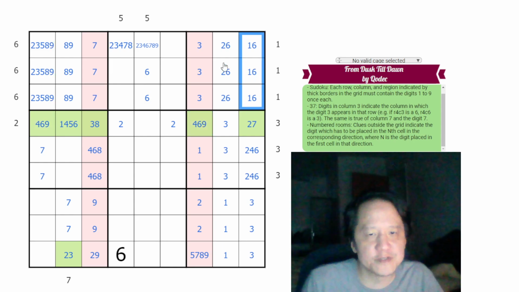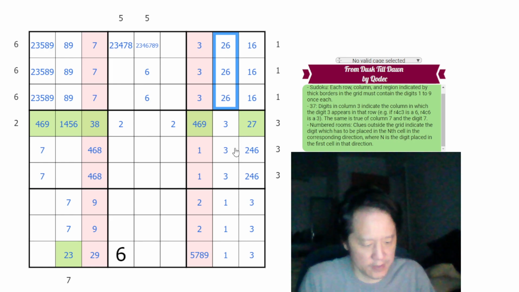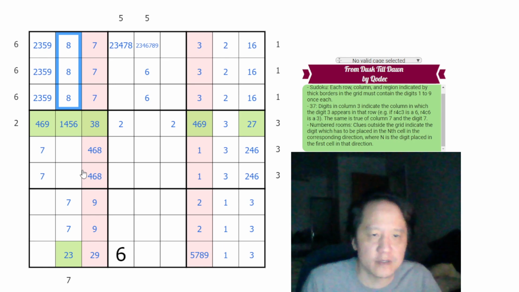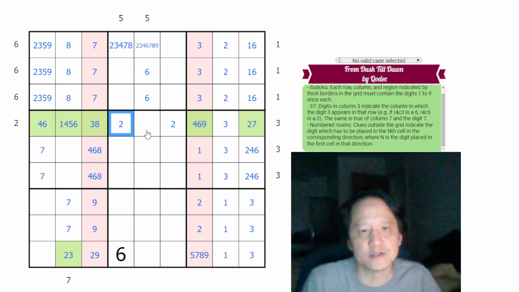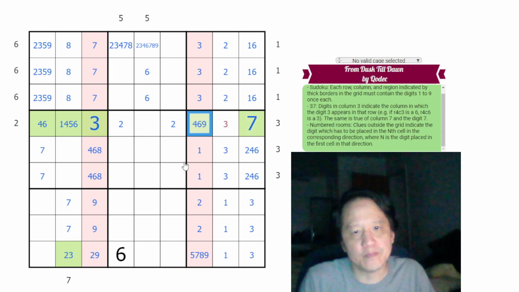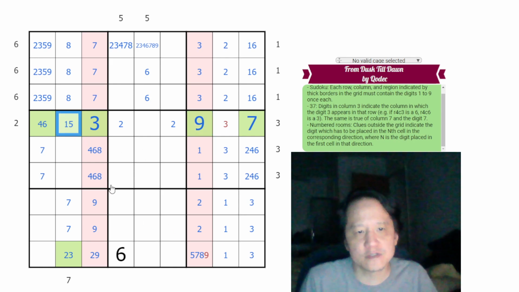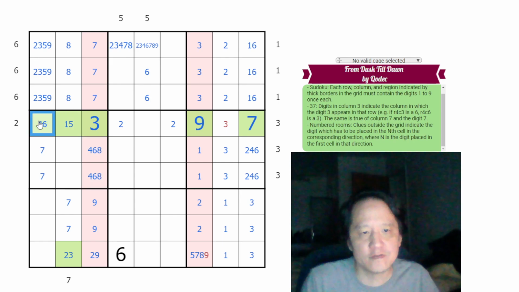So what if the 6 is here? That would force this to be 9. Oops. This would be 9, so this would have to be 8. So this could not be 9. So we have 2. 2 is one of these two, which means this is 7. So we have 7, 3. This is 9. This cannot be 4, 6. So we have 4, 6, 8, 4, 6.